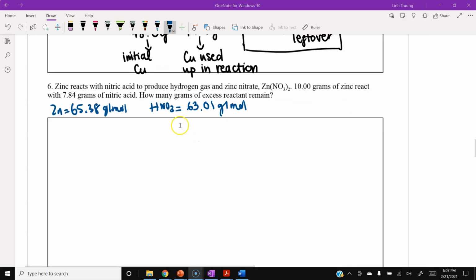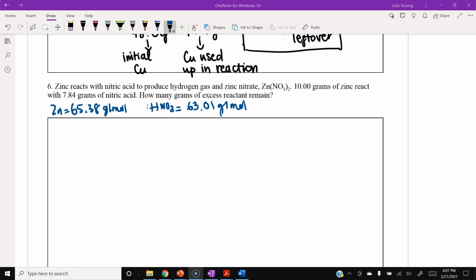Let's go ahead and go through number 6, where the question no longer asks you for the limiting or excess reactant or the mass of the product. It's now asking you for the mass of the excess reactant that remained. We know that some of the excess reactant gets used up in the reaction, but because it's in excess, you should always have something left over at the end, and that's the amount of leftover.